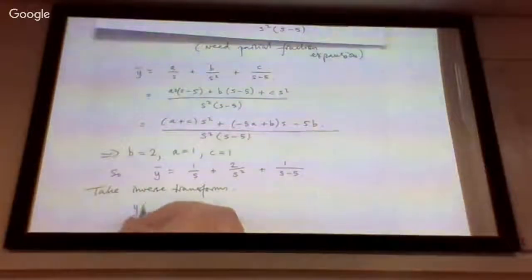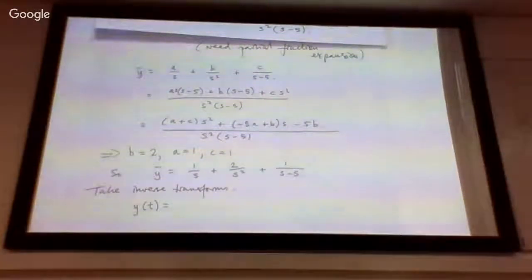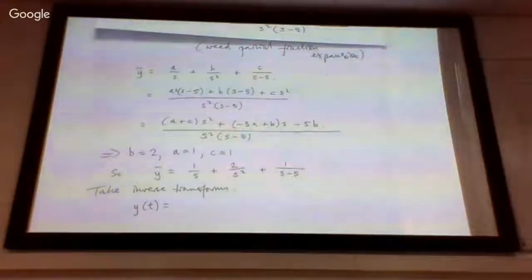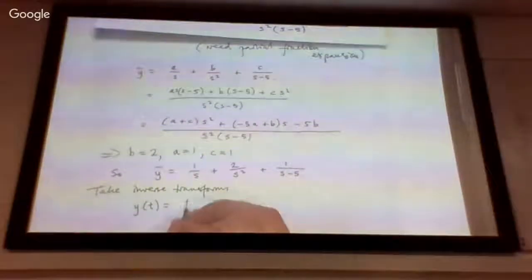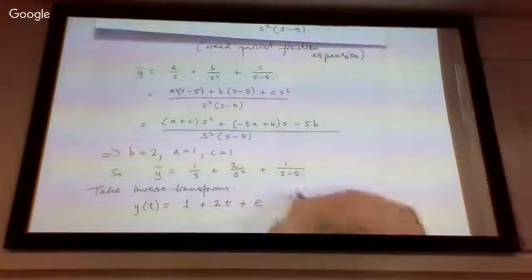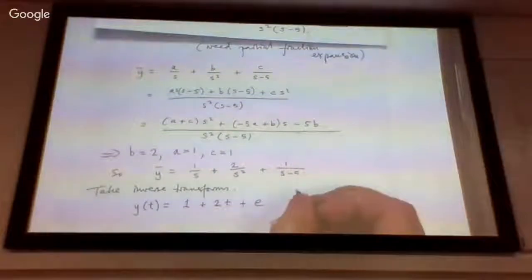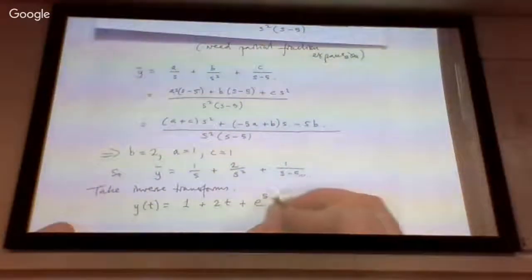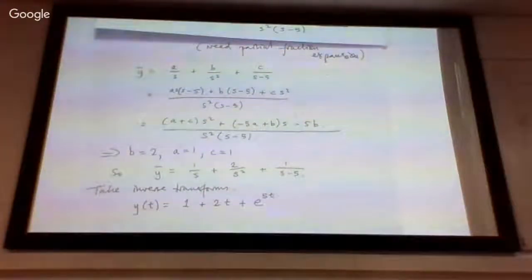To get y of t is the inverse transform. Again, we're using linearity and reading entries off the table. So y of t is the constant 1 plus 2 times t plus the exponential e to the 5t. So that's our solution. There's our solution for y.